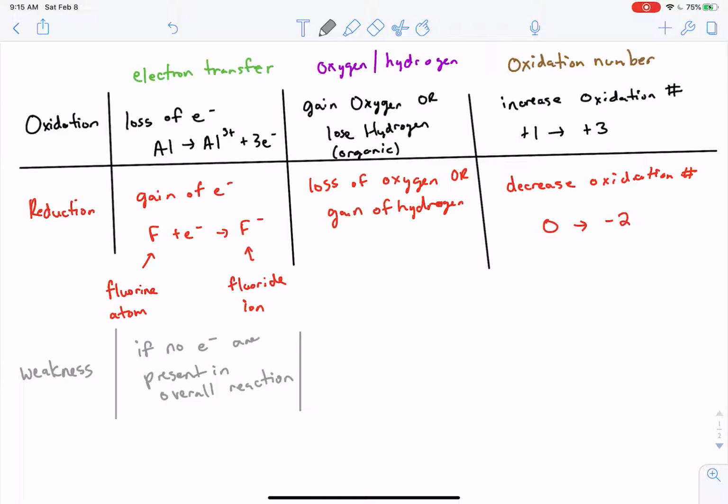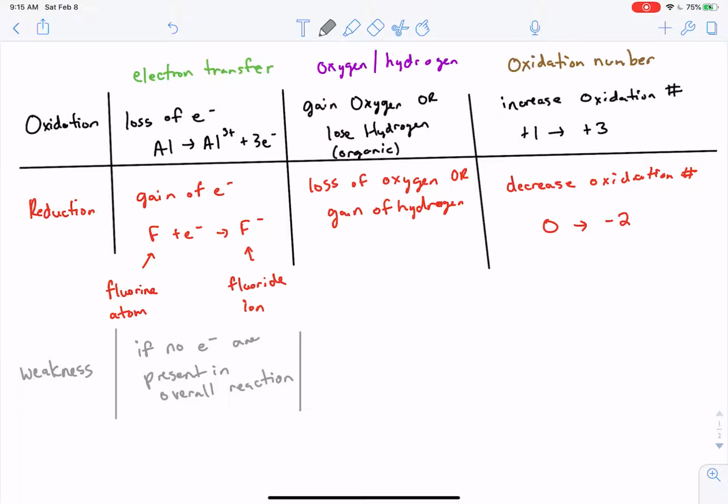And this is something the IB likes to talk about, kind of a TOK application of this. And so like, why are some definitions not the best definitions? And so if no electrons are present in the overall reaction, then you can't tell which one's oxidizing or which one's reducing.